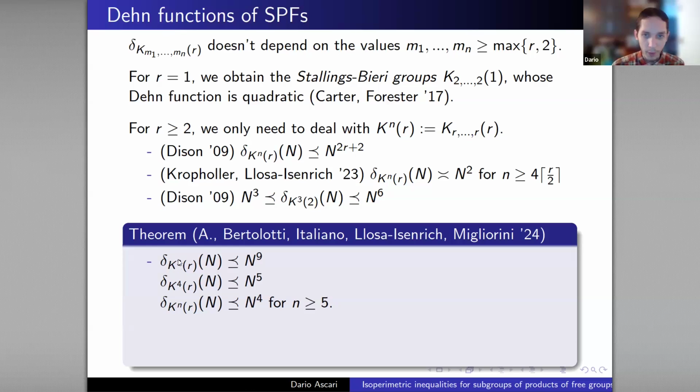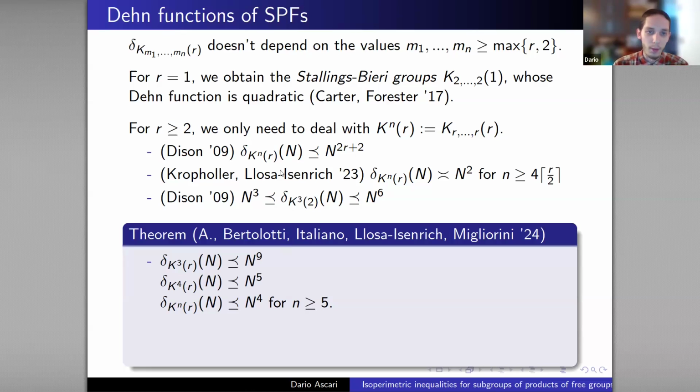And we improve all 3 of these results. For example, in a product of 3 free groups, we prove that for every r, the Dehn function is bounded by n to the 9. So in particular, all finitely presented subgroups in a product of 3 free groups have Dehn function bounded above by n to the 9. For 4 factors, we have a uniform upper bound of n to the 5. And for at least 5 factors, we have a uniform upper bound of n to the 4. Of course, for 4 or 5 or more factors, this is not all the finitely presented subgroups, but just the ones with finiteness type F_{n-1}.